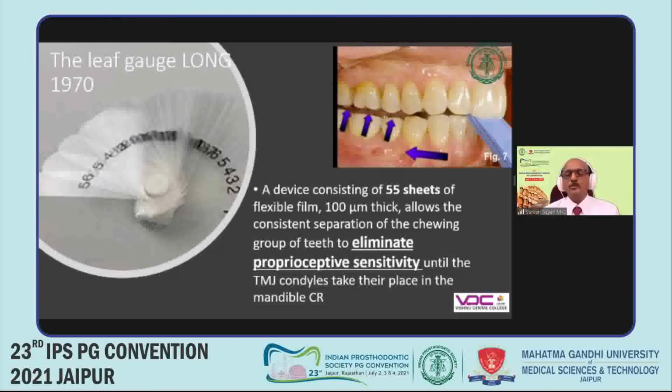because it removes all the proprioceptive sensitivity, or the proprioceptive information given by the teeth, the protective reflex, or the avoidance reflex that is generated by the muscles because of the inputs from the teeth, is eliminated. So the patient can easily take the mandible back and position it in centric. That was the concept here.